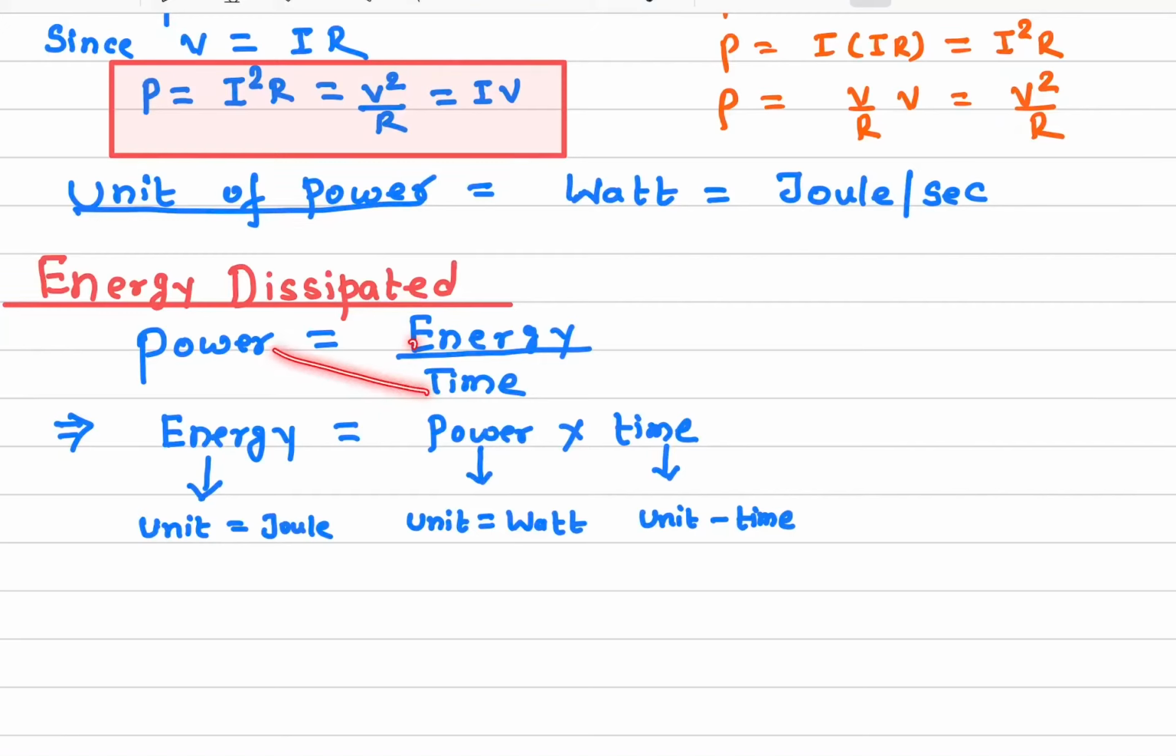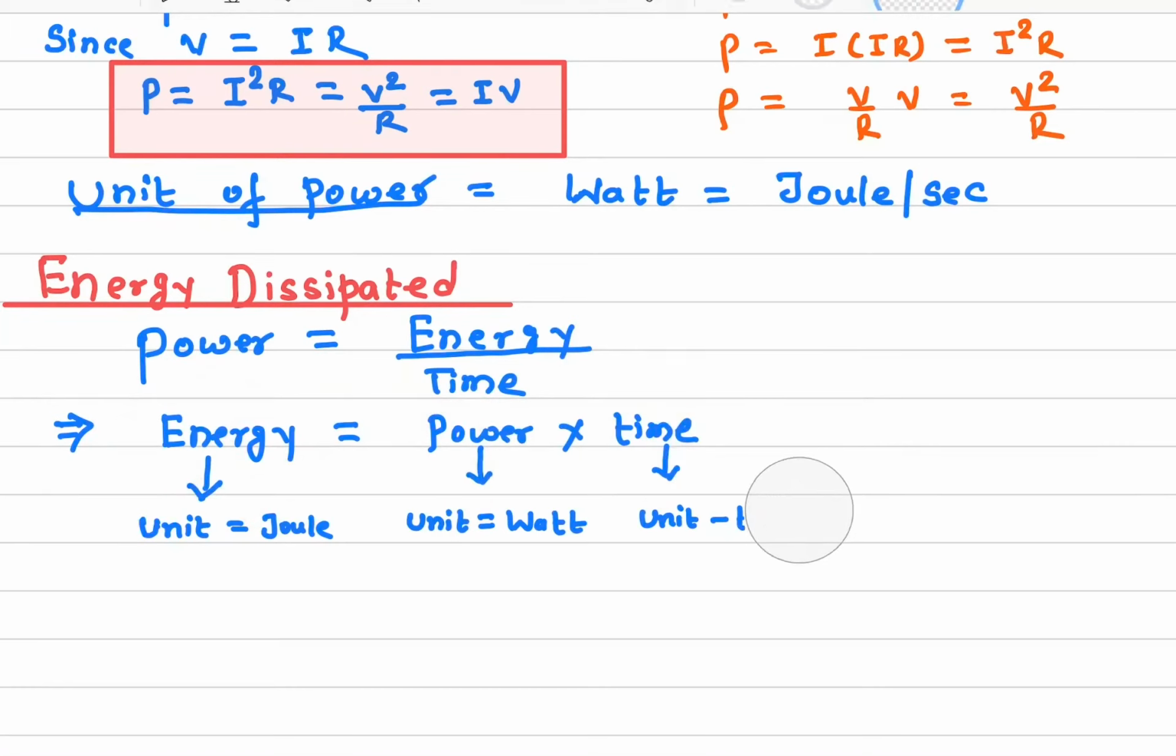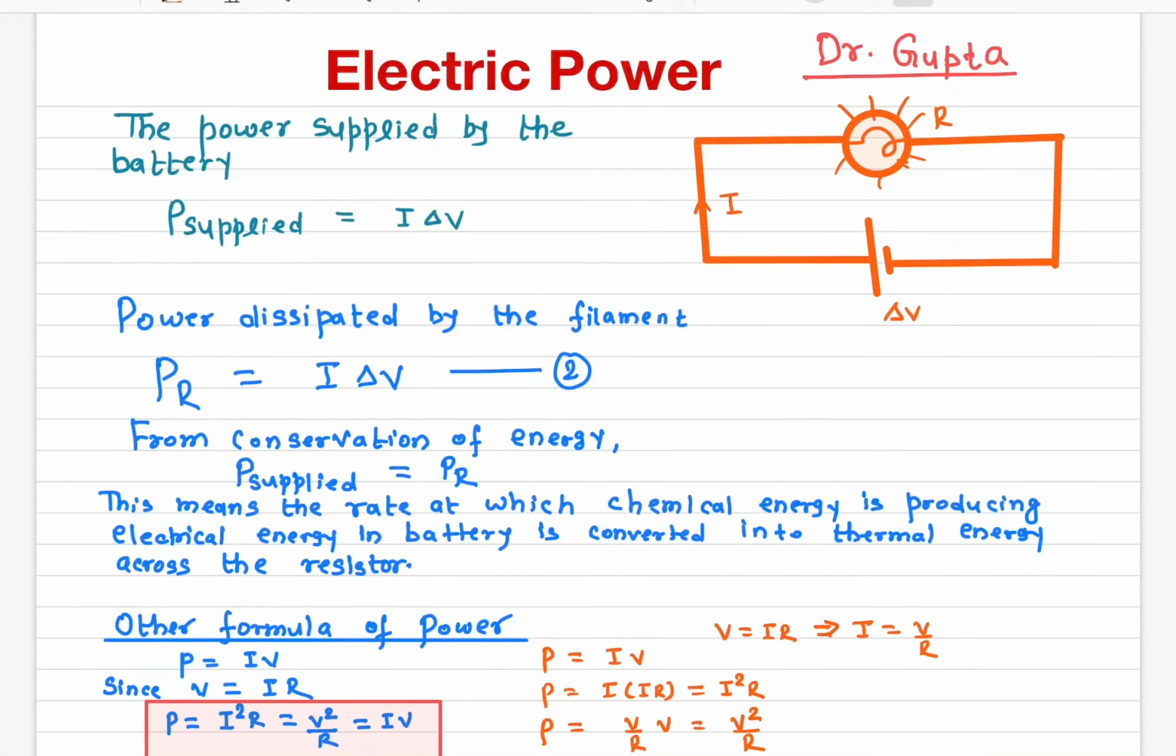So if we have to solve for energy, then this is power times time. That's the energy. The unit of energy is joule, the unit of power is watt, and the unit of time is second. So it has to be the second here. That's the unit of the time. Okay, so in the next video I will give you examples of calculating the power of a light bulb, how much energy has been used, and I will do that in the next video.